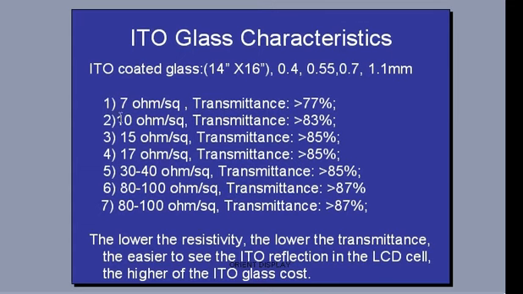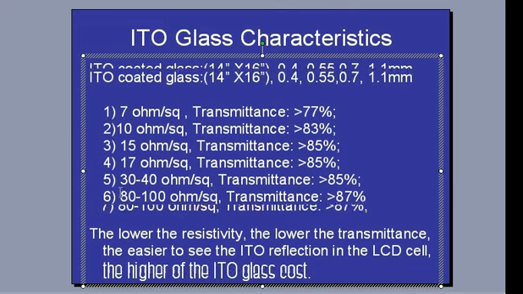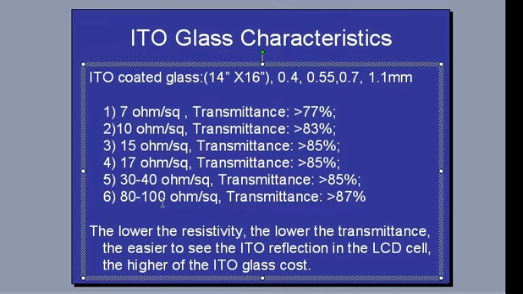From this table, we can see that the higher the resistivity, the higher the transmission. That is because the ITO thickness gets thinner. But in most cases, we will use 80 to 100 ohm per square. Normally we use 80 to 100 for TN LCD, so the transmission is pretty high, 87%. But in some high density displays, sometimes we have to use 10 ohm per square and 15 ohm per square.